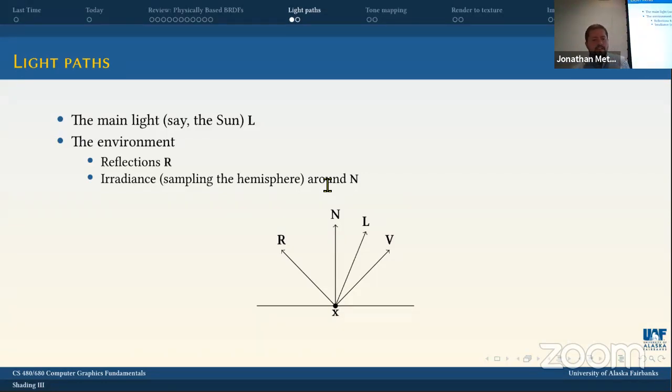All right, so we might have a main light in the scene, so that could be the sun, or it could be the dominant light. Maybe you put like a lamp up on the ceiling. That's the main source of light, but it's not the only source of light. And typically, especially if you want to approximate global illumination, if you're doing an outside environment, you're going to need to handle the reflection, so the light coming in that's reflected on the surface. Okay, so you need that, and you need irradiance. And irradiance is basically how do you sample the hemisphere around N.